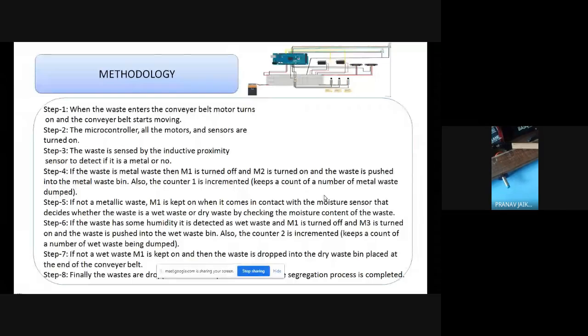First, they go past the inductive proximity sensor. If tested as positive, the servo arm motor is going to turn and divert it into the metal waste bin. If not, it continues along the conveyor belt to the moisture sensor. At the moisture sensor, it is tested for moisture content, and if tested as positive, the servo arm motor pushes it into the wet waste bin, else it continues and falls in the dry waste bin. That's how it gets segregated.